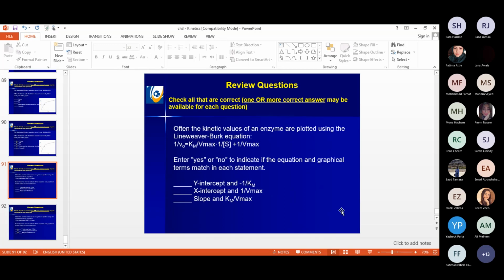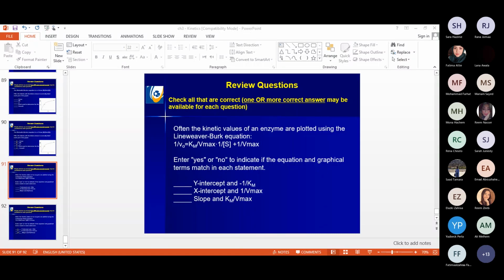Often the kinetic values of an enzyme are plotted using the Lineweaver-Burk equation, which is 1 over V equals Km over Vmax multiplied by 1 over S plus 1 over Vmax. You have to enter yes or no to indicate if the equation and graphical terms match in each statement. So just you have to put yes or no. And for this question, I will ask Ruba.